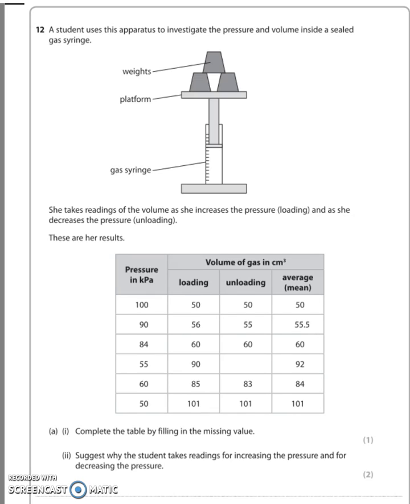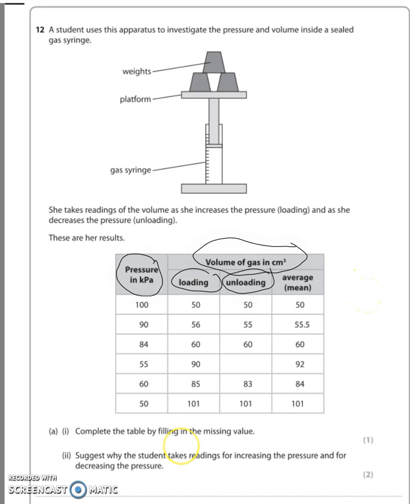It gives you a set of results. So she's measured the pressure in kilopascals there, and she'd measured the volume of the gas in centimetres cubed, and she's done that twice. So one time is as she was putting weights onto the platform, so loading, and then again as she was taking them off. So she's done repeats, and then she's taken an average.